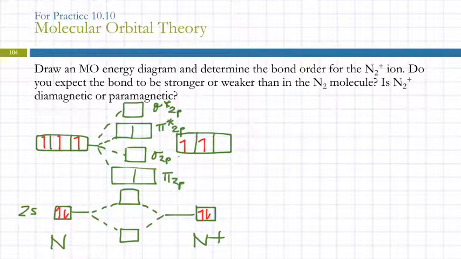And so we're going to put them in here, just like we filled the regular orbital diagrams back when we were talking about electron configurations. 1, 2, 3, 4, 5, 6, 7, 8, 9. Everybody okay with that?